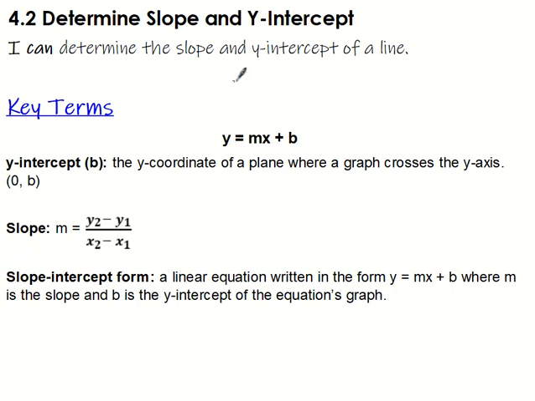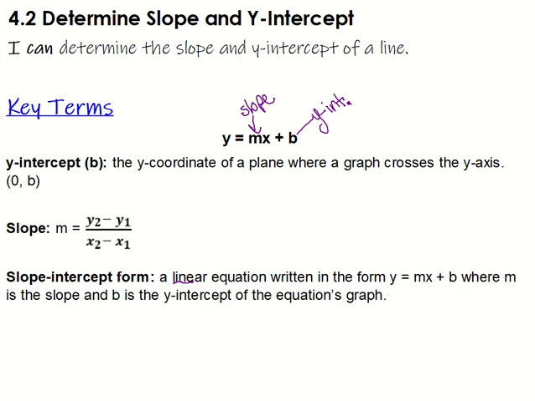So then this equation has a name. It's called the slope-intercept form. That's because it gives us the slope, right? This is our slope, and this is our y-intercept, and we just shorten it to int. It's a linear equation, so it's still going to be a line, right? There's our root word, line, written in the form y equals mx plus b, where m is the slope and b is the y-intercept of the equation's graph.